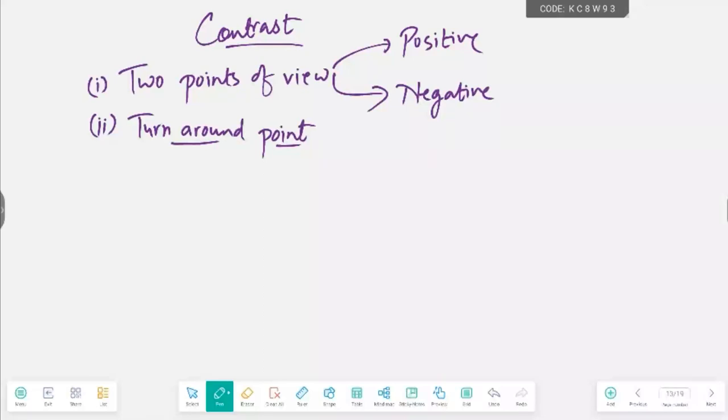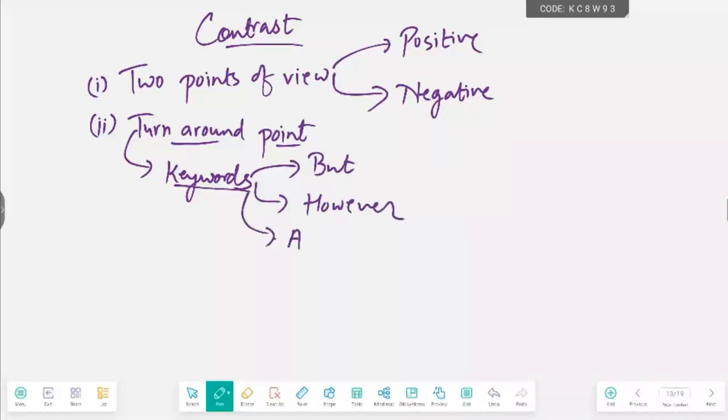अब टर्न अराउंड पॉइंट कैसे आप आइडेंटिफाई करोगे? तो टर्न अराउंड पॉइंट के लिए भी कुछ कीवर्ड्स होते हैं. तो what are the keywords for turn around points? The keywords are but, however, although. But, however, although, these are the keywords of contrast structure. Are you getting my point? These are the three keywords that are predominantly used in this type of structure, that is contrast structure.